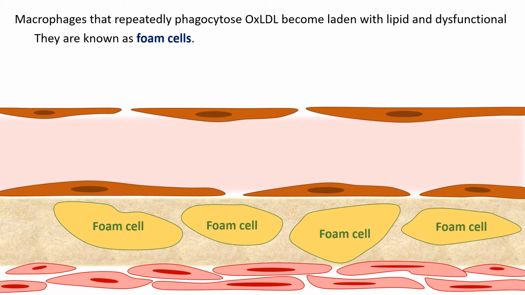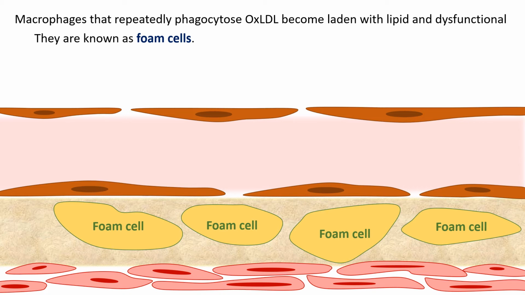So our macrophage that has phagocytosed OX-LDL will carry on phagocytosing OX-LDL as long as it is there. So the more LDL we have, the more phagocytosis, the more it is oxidized by free radicals. So in other words, the more free radicals we have, the more it will be altered and become phagocytosed.